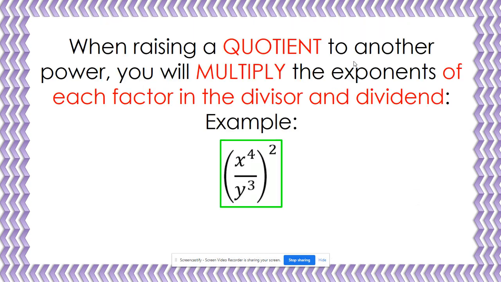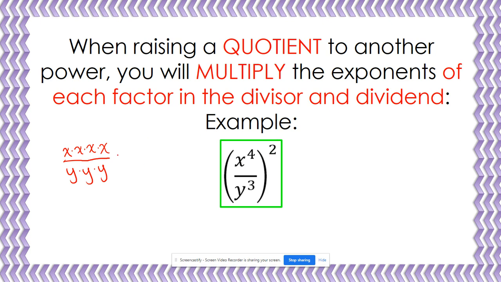Now the same applies when we have a quotient or a division problem. So everything in the quotient still has to be raised to that power. And so even though it's a quotient, you are still multiplying that power of 2. So this says x to the 4th over y to the 3rd to the 2nd power. Well, if I were to write this out, x to the 4th would be x times x times x times x. And y to the 3rd would be y times y times y.